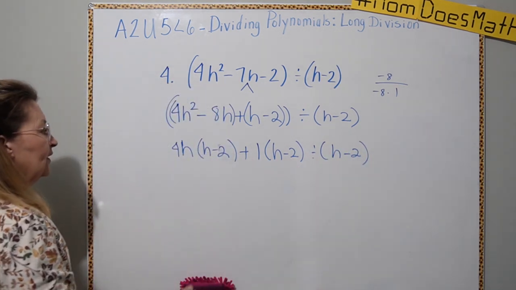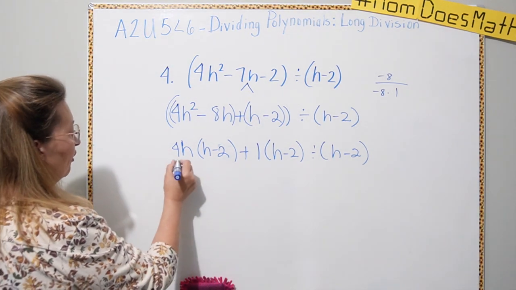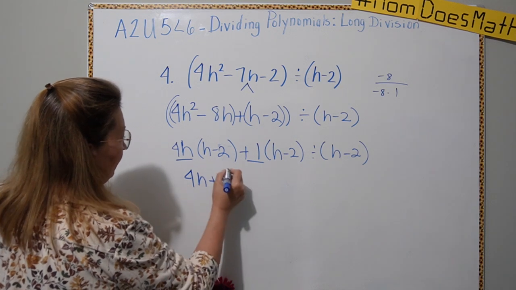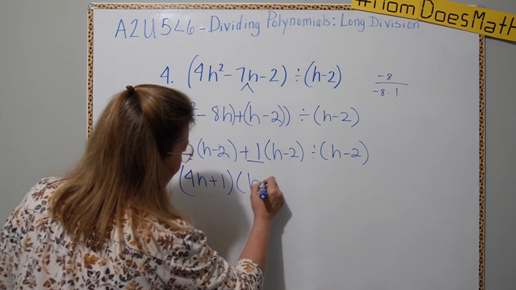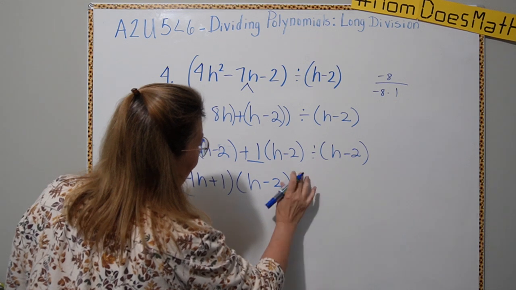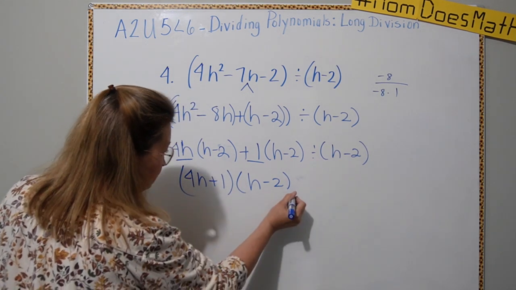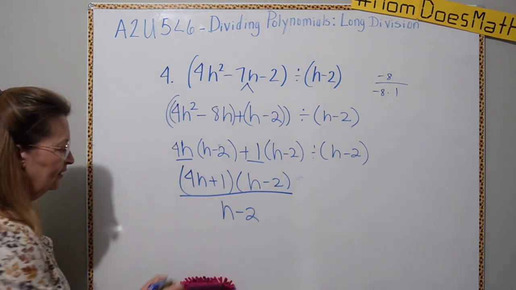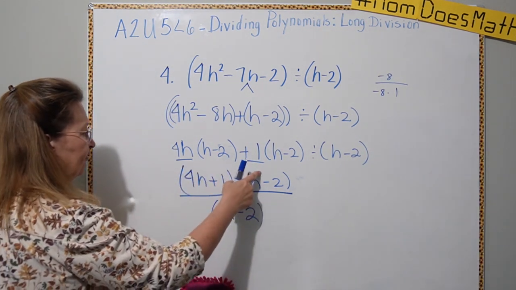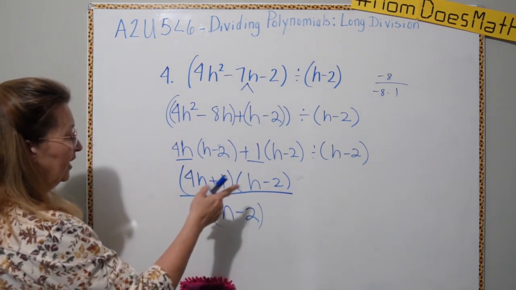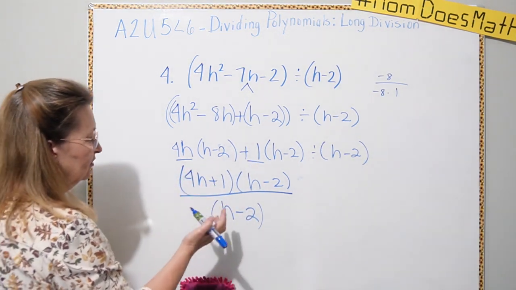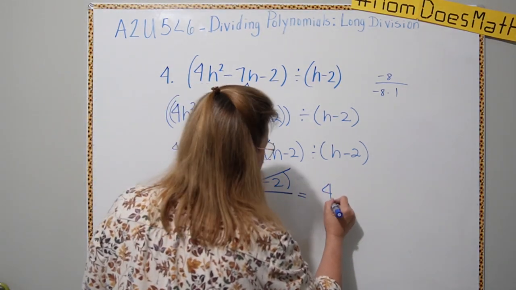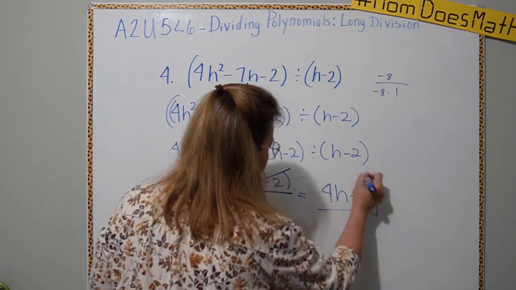Okay, so to continue factoring, now I have 4h plus 1, and then in my second set of parentheses, h minus 2. And since this is divided by h minus 2, I'm just going to make it a fraction at this point because I'm running out of room mainly. All right, now you have factor, factor, and denominator. So the denominator can cancel with any factors in the numerator. So this and this can cancel, and now all you have left is 4h plus 1.